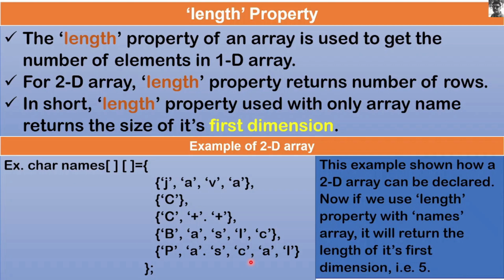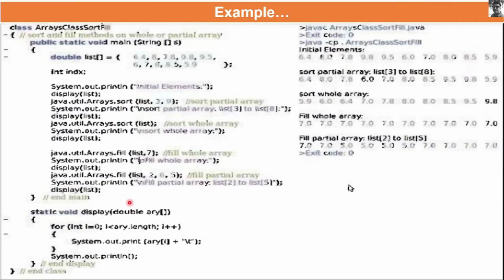Remember, length is a property of an array. I think we already used the length property in a previous program. Let us go there and check. Yes, here. You see this program here, it says integer i equal to 0, i less than array dot length.